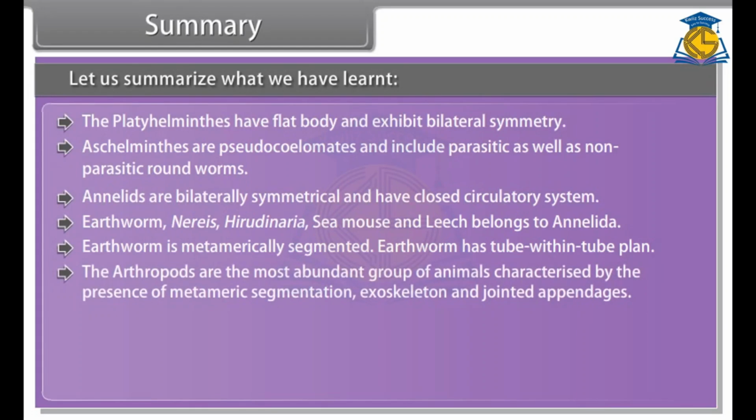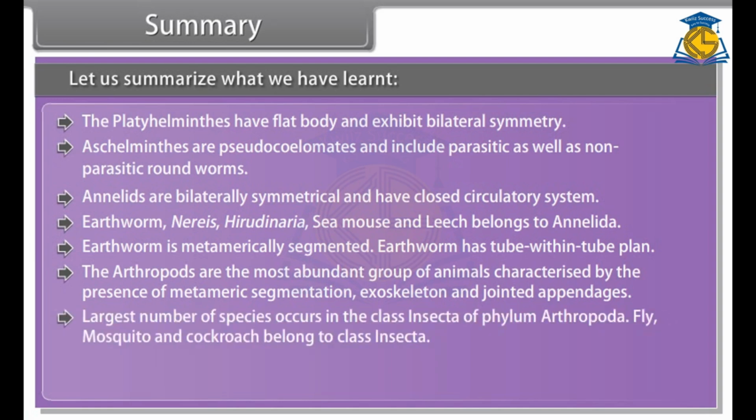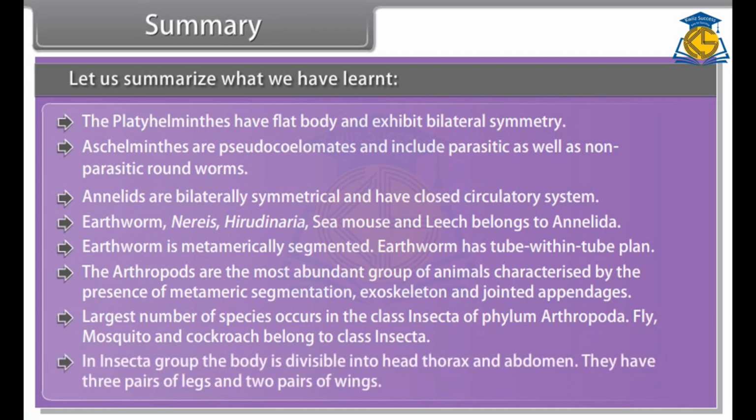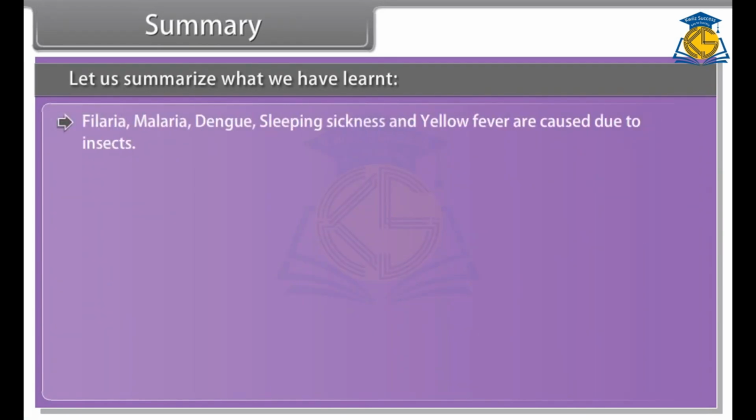The arthropods are the most abundant group of animals characterized by the presence of metameric segmentation, exoskeleton and jointed appendages. Largest number of species occurs in the class Insecta of phylum Arthropoda. Fly, mosquito and cockroach belong to class Insecta. In Insecta, the body is divisible into head, thorax and abdomen. They have 3 pairs of legs and 2 pairs of wings. Filaria, malaria, dengue, sleeping sickness and yellow fever are caused due to insects.